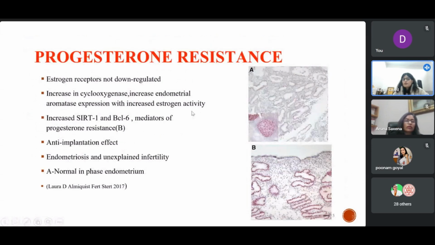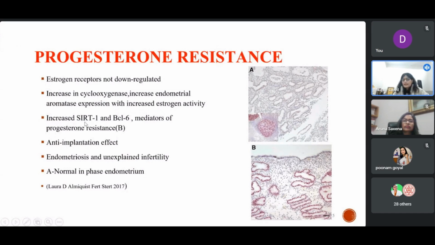Similarly, we have progesterone resistance that we commonly see when we give estrogen followed by progesterone. There is luteal phase deficiency. This is because the estrogen receptors don't get down regulated, which should happen in the differentiation phase. This is because there is certain inflammation leading to increased endometrial aromatase expression and increased estrogen activity.